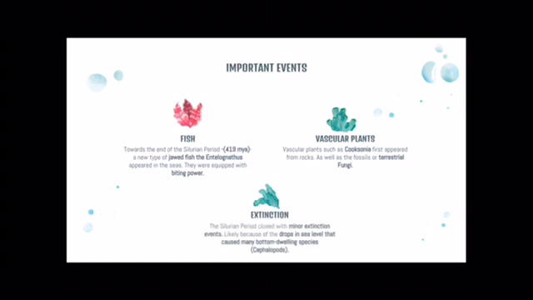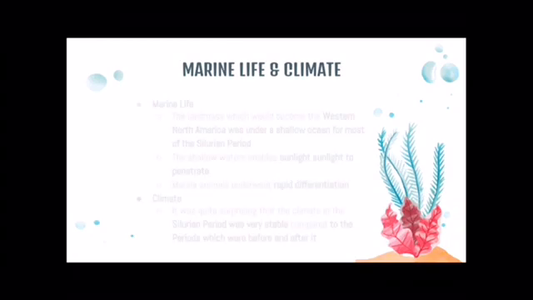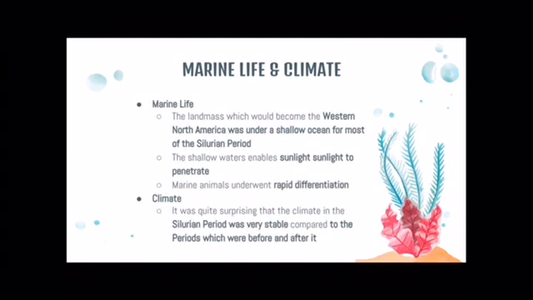The Silurian closed with its own minor extinction events, likely because of the drops in sea level that caused many bottom-dwelling species, particularly cephalopods, to die out. For marine life and climate, the land masses which would become Western North America was under shallow ocean for most of the Silurian period, which in turn, the shallow waters enabled sunlight to penetrate, and marine life underwent rapid differentiation. During the Silurian period, the climate was generally warm and stable, in contrast with the other two periods that we've mentioned before.